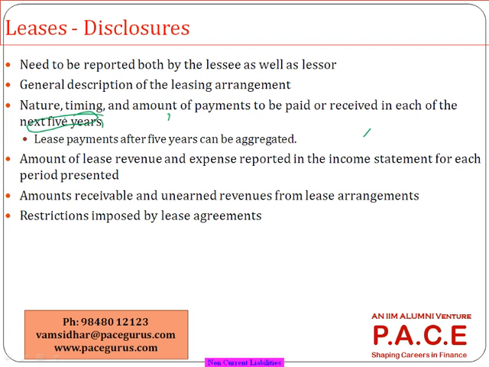And whatever is outstanding from various lease arrangements, and whatever restrictions are imposed, covenants, even a lessor can impose a covenant. So any other aspects associated with the leases, even they have to be disclosed as a part of the lease agreement, or as a part of the footnotes in the financial statements.